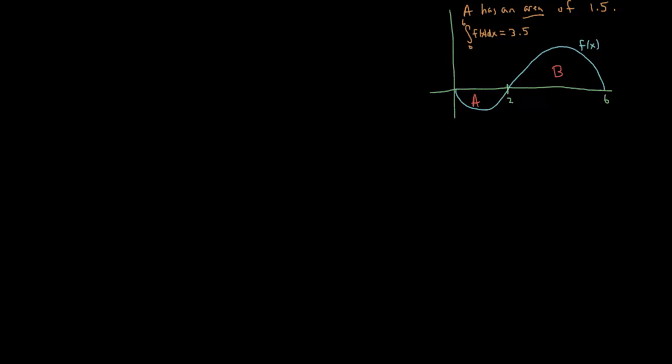Now I want to ask and answer questions about this graph. So notice I underlined here, A has an area. Now we need to make the distinction. Area, as far as just area of an object is concerned, is always positive. If I say what's the area of a triangle, it's a positive or at least a non-negative number.